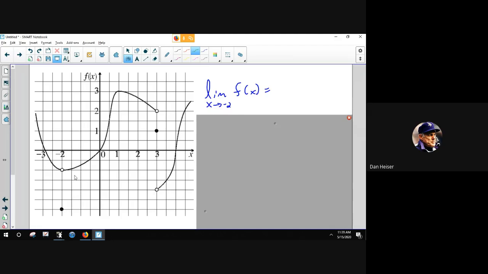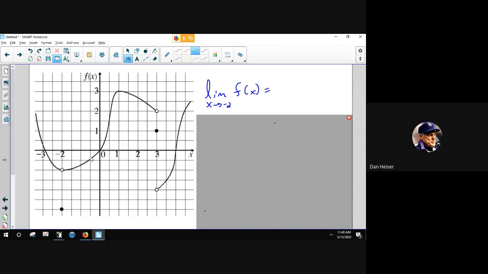Now, the first problem you might see is, wait a minute, there's a hole there. -2 has a hole. Function is undefined. The beauty about limits is, again, we don't care. Limit is about the journey. What are you approaching? Where are you going? We don't care if you actually get there, but what are you approaching? So let's approach -2.